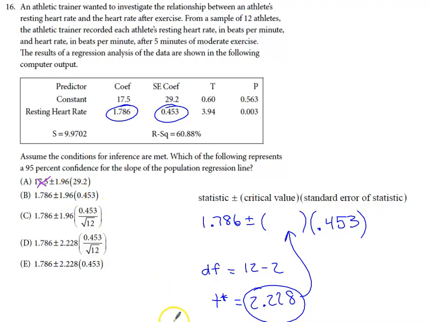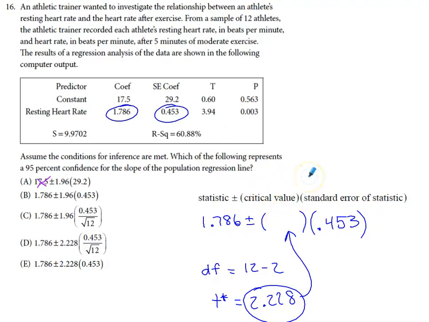Definitely not correct. Now, from here, we need to recognize that this computer output actually already gives us the standard error for our slope. It's this 0.453. There's no calculation necessary to get what goes into this final spot within our confidence interval. We're putting 0.453 directly into that spot. Now, the thing that we're going to have to figure out on our own, the thing that we can't get from the computer output here, is what our critical value is.